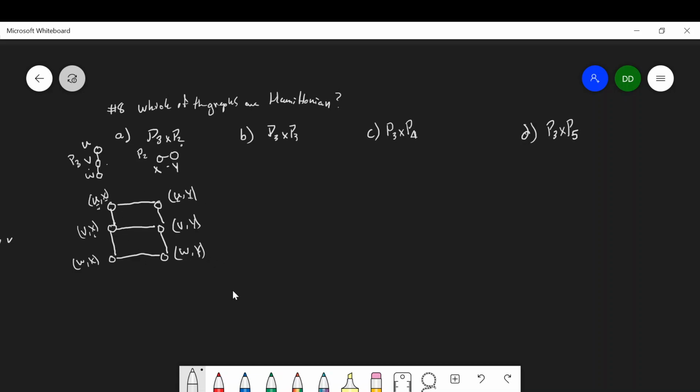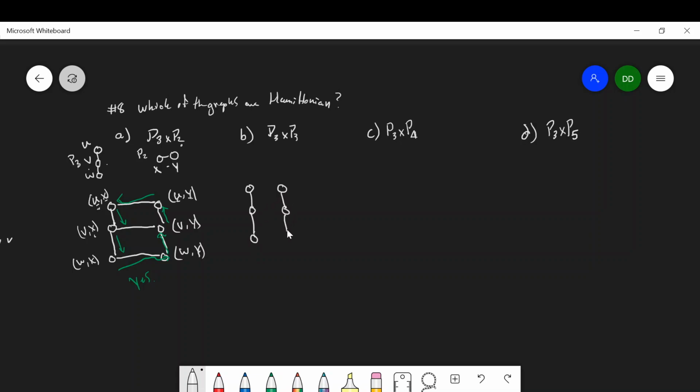So this is how you can do a Cartesian product of graphs. And this one clearly contains a cycle, right? I can go here, here, over here, and down here. And so that would be a Hamiltonian cycle in this graph. So this one is yes, this is Hamiltonian. All right, P3 cross P3. I'm going to do the same thing. I'm not going to do it all out like I did before, because hopefully you're starting to see the pattern.